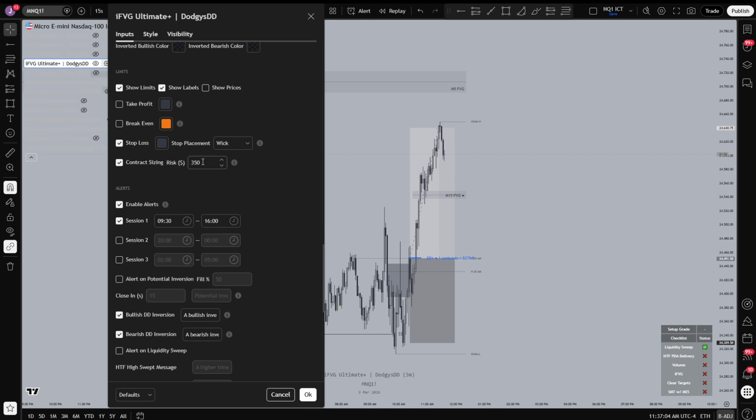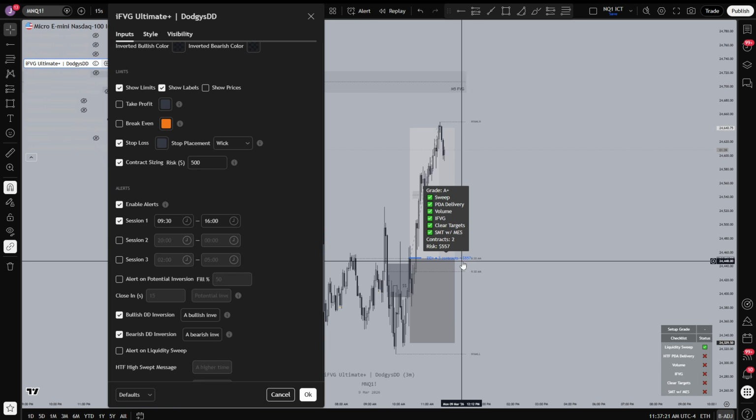So now, contract sizing. If you want to risk 350 per trade, leave it at 350. If you want to risk 400, go 400, 500, whatever the case may be, right? Change it exactly how you want it. So now, where you put the stop loss, wherever the stop loss is, it automatically detects how many contracts equals the closest amount to that stop loss. So you see how it changed in real time.